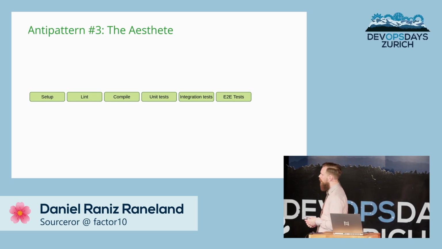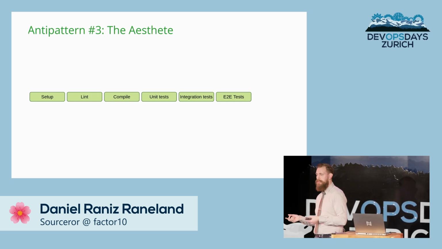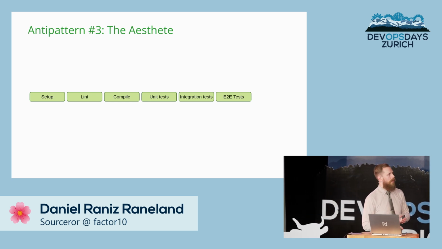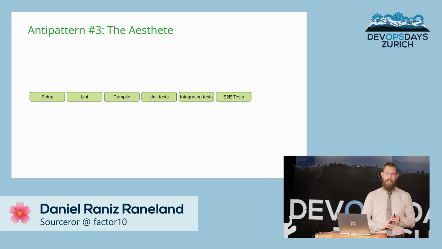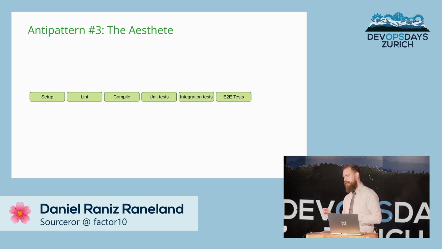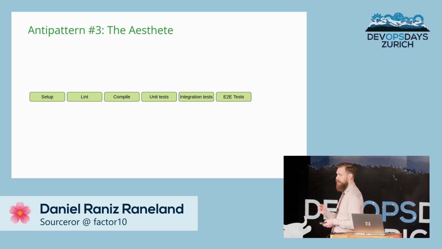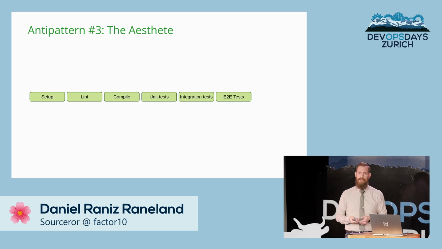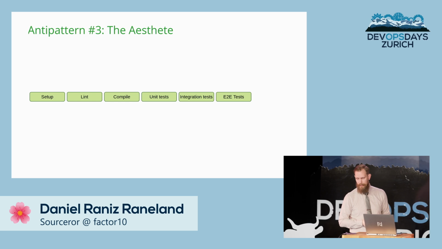We have a setup, we do a lint, because that's cheap, right? Linting is really fast. We might do a format check. Then we compile everything. We run our unit tests, because those are at the base of the testing pyramid. Then we run the integration tests, because that's the second layer of the testing pyramid. And then we get to the top of the testing pyramid, which is the end-to-end tests.